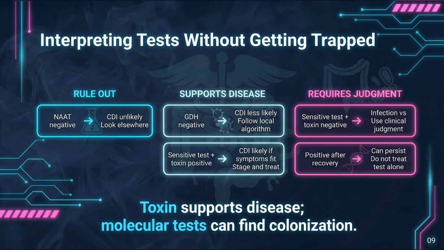Nucleic acid amplification testing is very sensitive, so a negative result makes C. difficile unlikely. Glutamate dehydrogenase is also a screening tool, but a negative result depends on the assay and local algorithm. A toxin-positive result in the right patient supports active toxin-mediated disease. A molecular positive but toxin-negative result is the danger zone. It may be infection with low toxin detection, or it may be colonization. That is where clinical judgment matters.